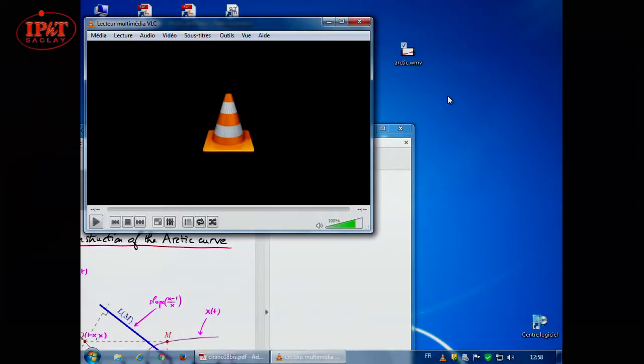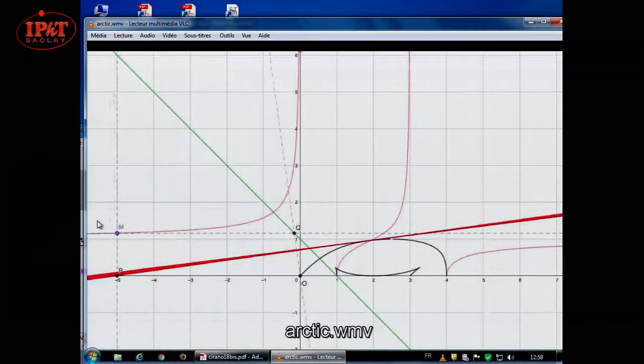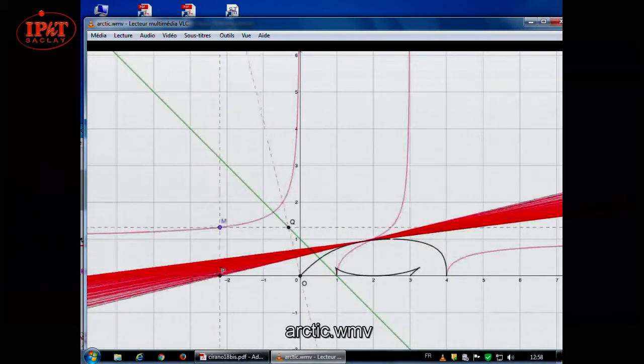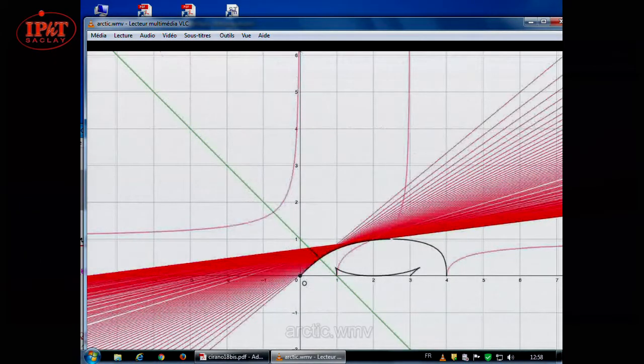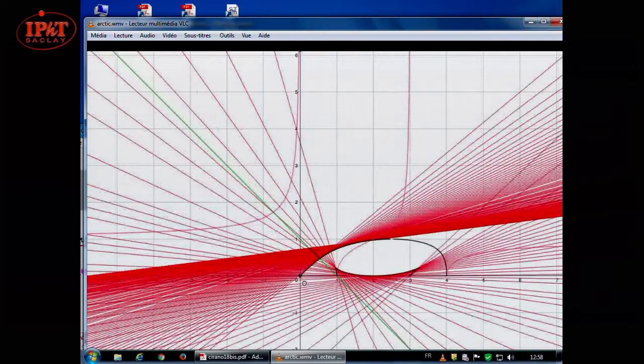Want to see it again? Interesting, I guess you can't see it again. Ah, yes, you can. So that's the tangent method at work.